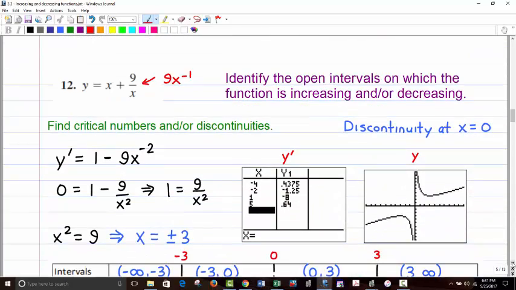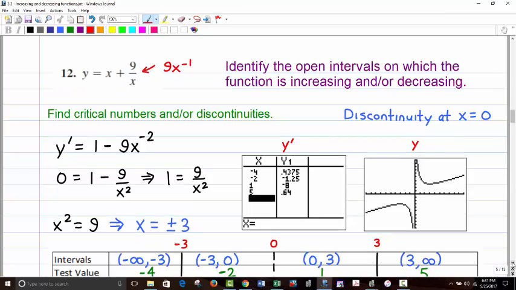Here's the same idea, a different problem: increasing, decreasing. And y equals x plus 9 over x, which I just wrote this way for derivative purposes. Right off the bat, you see we've got a discontinuity at x equals 0. A discontinuity must go on the sign chart, no matter what. Even if you have no critical values, which could happen, you still have to put that 0 on.